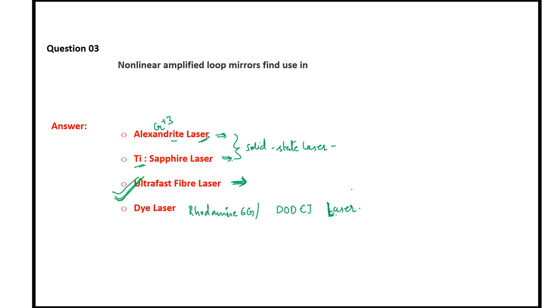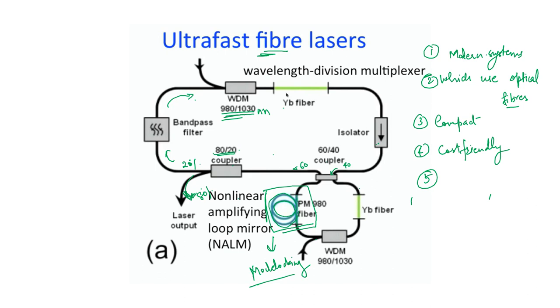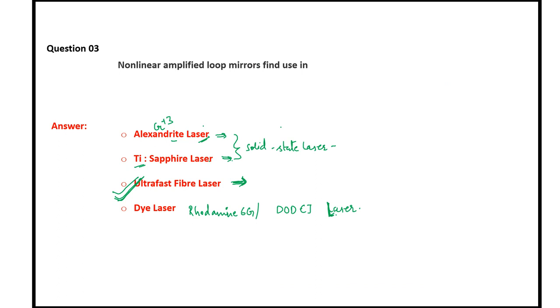Also, the conclusion is, we wanted to learn where these non-linear amplified loop mirrors are used. So these are used in the ultrafast fiber laser. Okay, if you have any doubt in this question, you can just ask, or else we'll go to the next question.